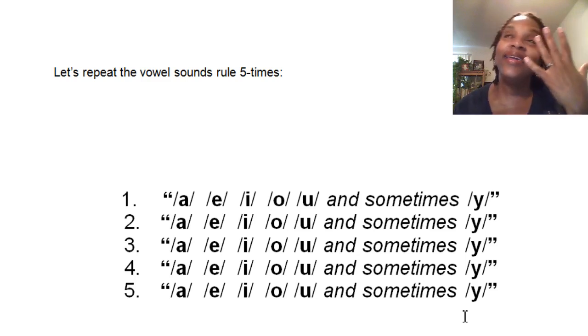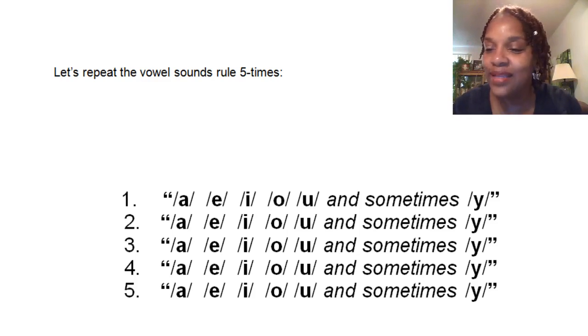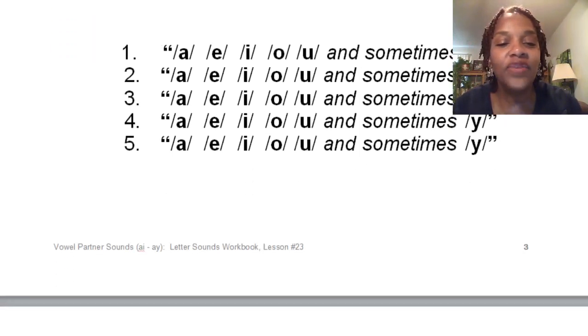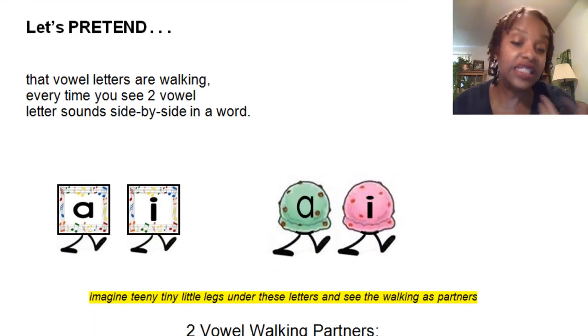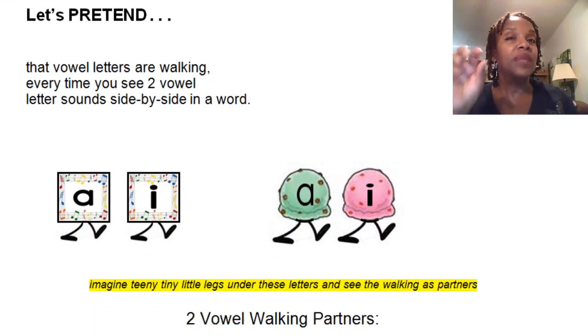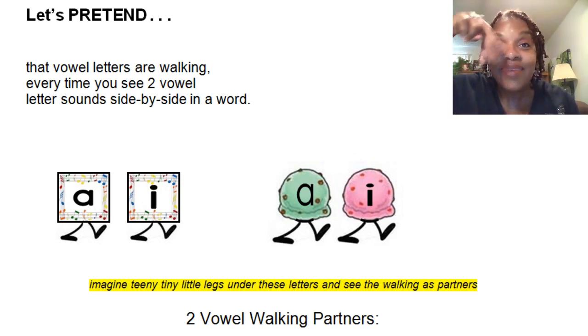A, E, I, O, U, and sometimes Y. Good job. Now let's talk a little further about another little trick about the cousin Y. But for now, let's pretend that vowel letters are walking, okay?